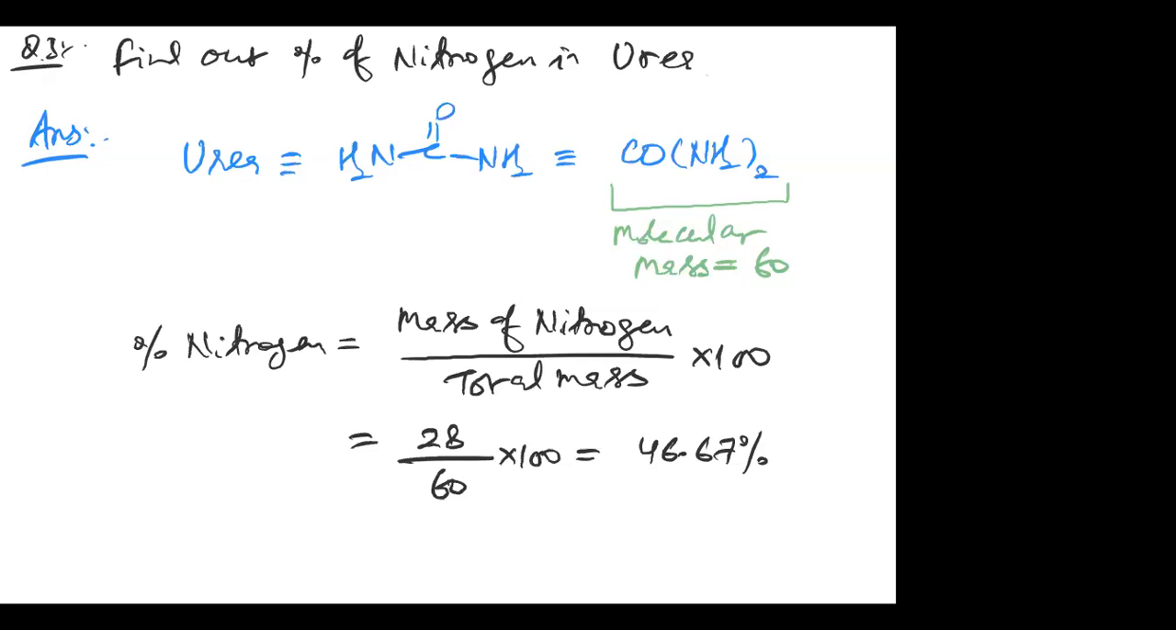I hope it is clear. So if nothing is mentioned related to percentage, it is always percentage by mass. I'm repeating again, if nothing is mentioned related to percentage, it is always percentage by mass. So first we have to find out the total mass of nitrogen, and total mass of nitrogen divided by total mass of the molecule into 100 will be nothing but the percentage nitrogen here.